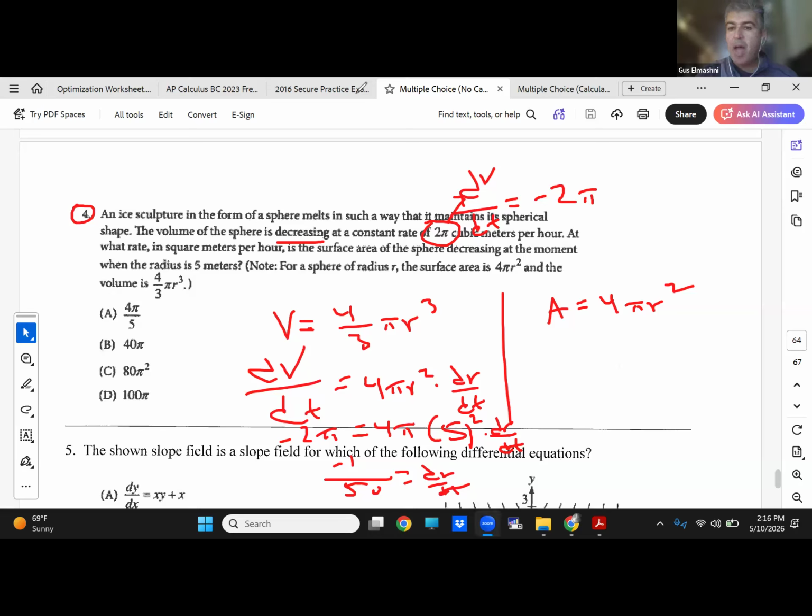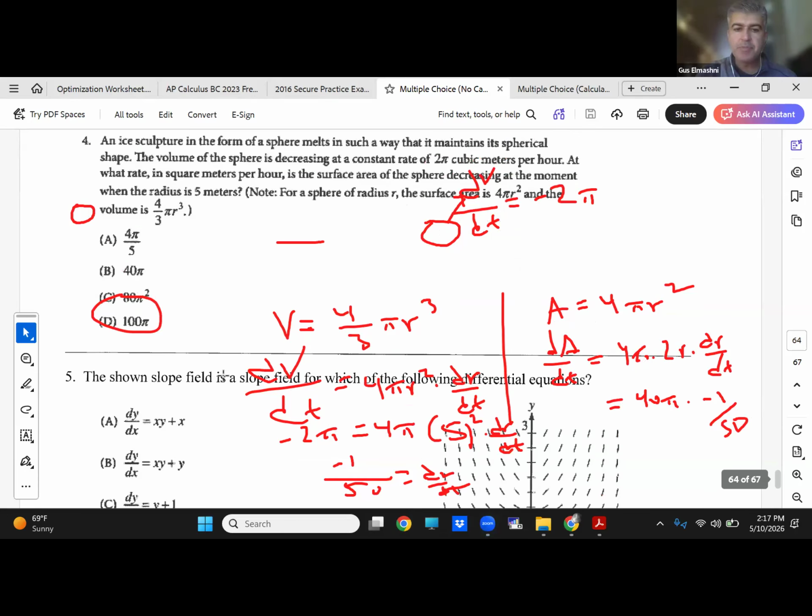Cool. Right. Because dA/dt is 4 pi times 2r times dr/dt. And of course, r is 5. So 4 times 2 times 5 is 40 pi. And dr/dt, of course, is negative 1 over 50. Things reduce down to that. Good. Okay. So that's related rates.